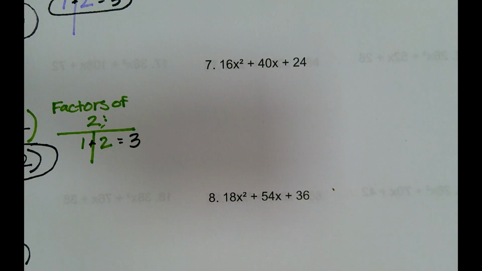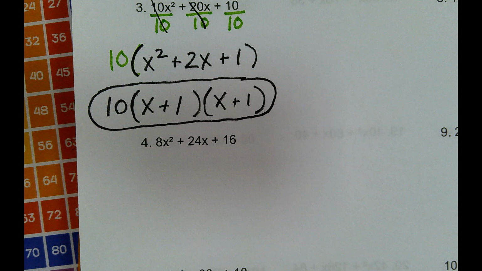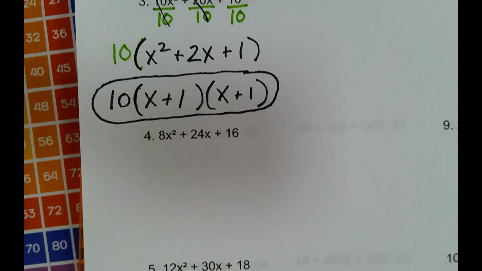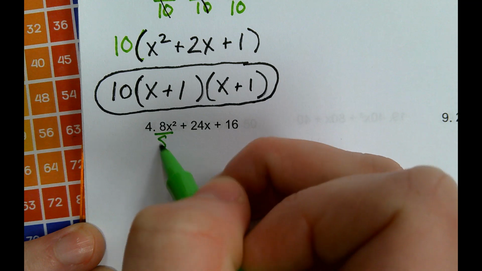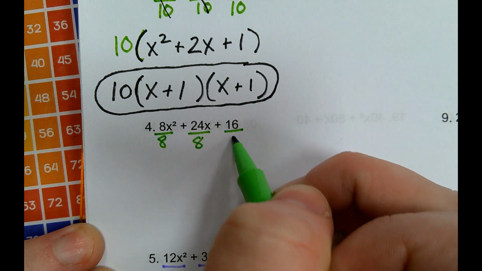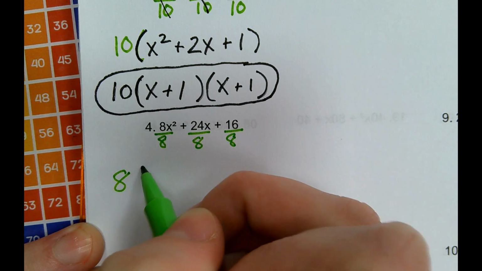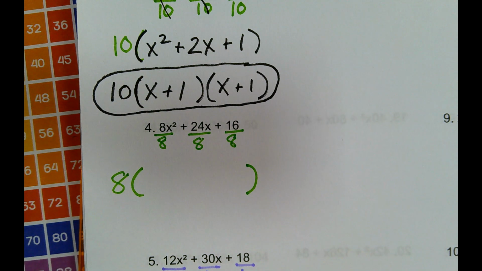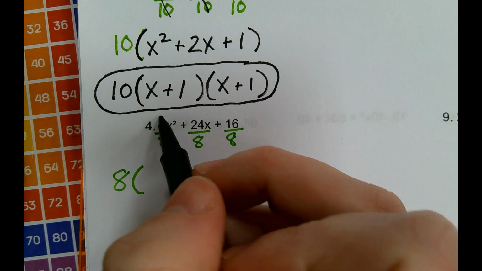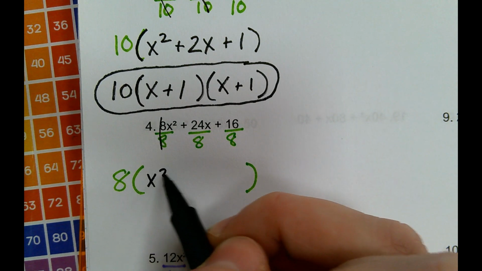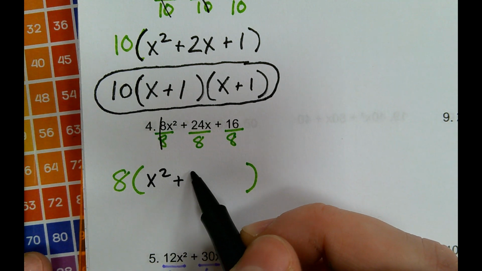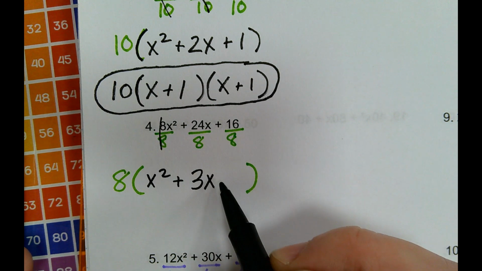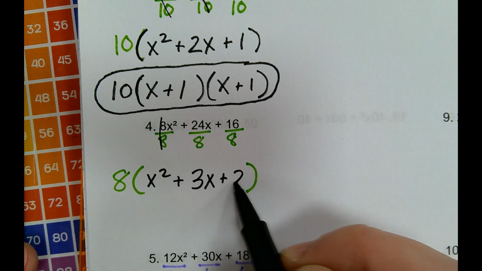Yeah, let's look at 4. Can I divide everything by 8? Yes, let's do it then. Okay, so 8 on the outside, and I'm going to have in parentheses here, x squared. What's 24 divided by 8? 3. X. 16 divided by 8? 2.